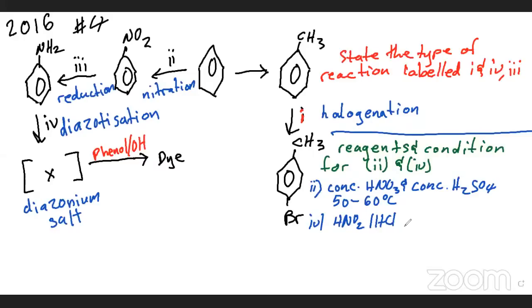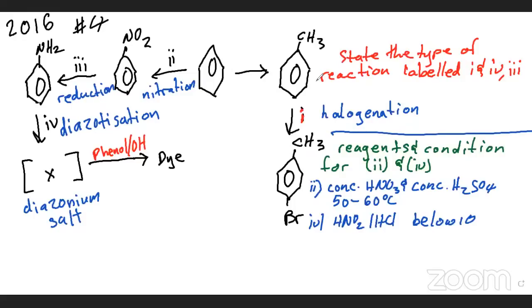Since it's connected with CXC, the study guide says below 10. So let's work with that. Below 10, below 5, you can pick one on the exam if it comes. Right, so those are the reactions and conditions for 2 and 4.